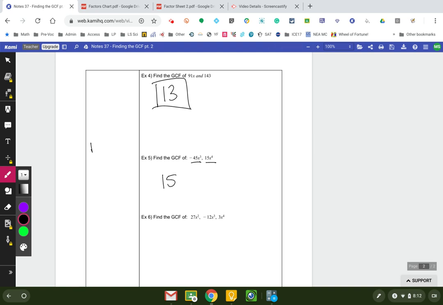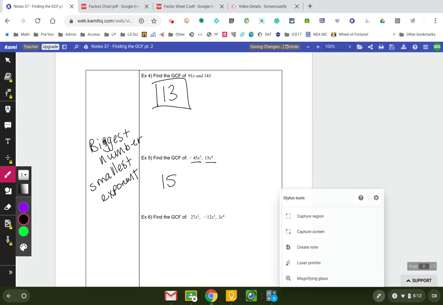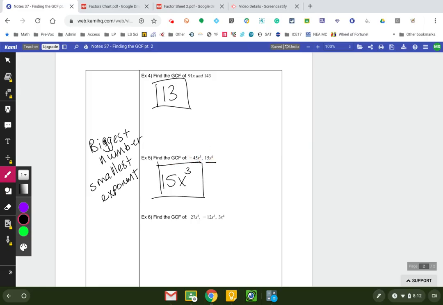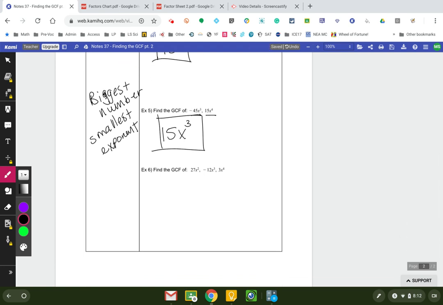And remember, it's the biggest number and the smallest exponent. So in this case, the smallest exponent is x to the third. And unless both have a negative, there's no negative in your greatest common factor. So there's that. All right, and the last one.